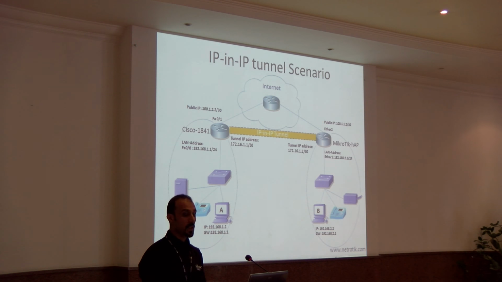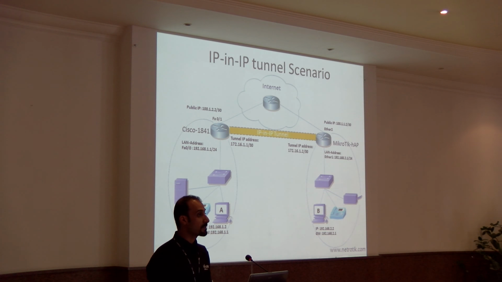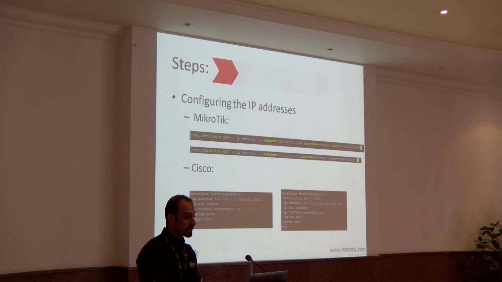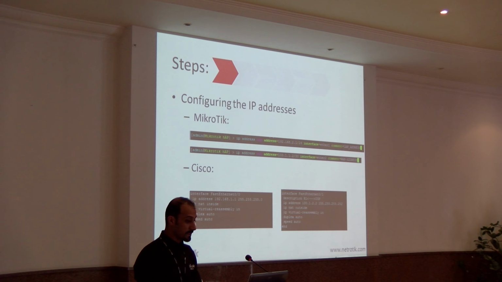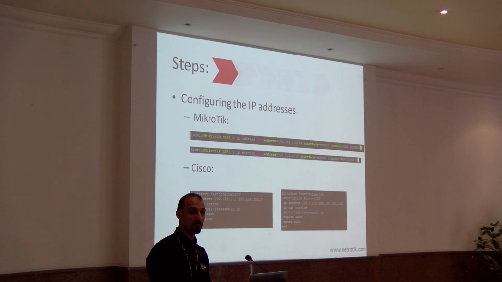The task is that PC A with IP address 192.168.12 needs to ping PC B. For this, I create an IP tunnel. The first step is to configure an IP address in MikroTik RouterOS. You can see the IP address configuration command.